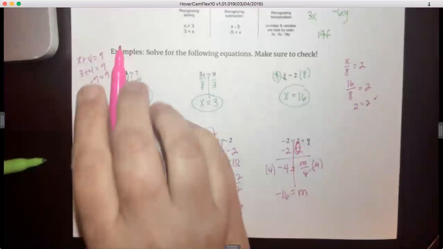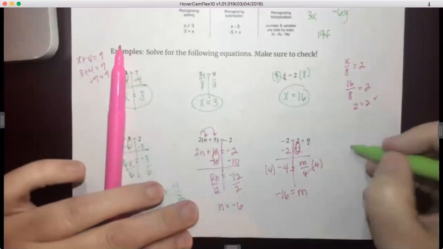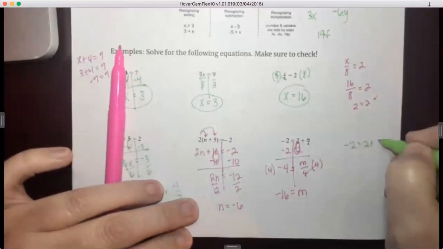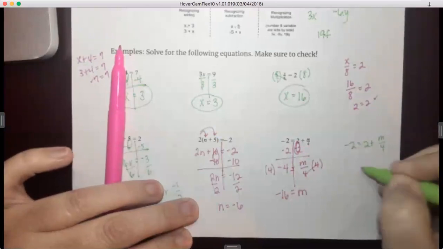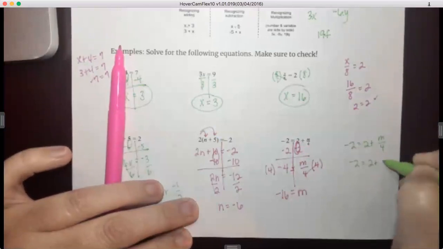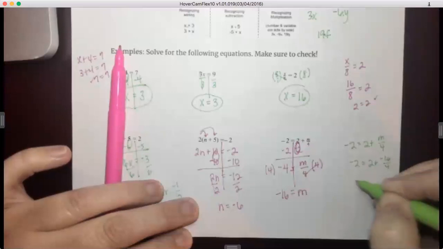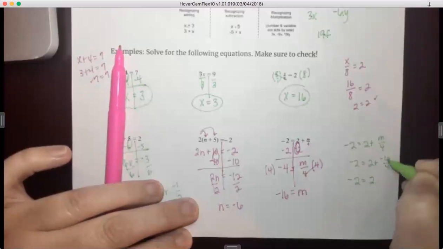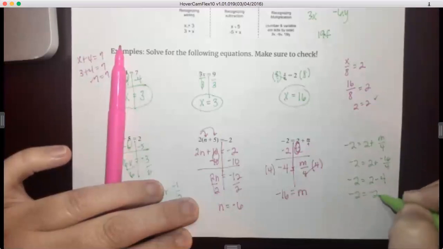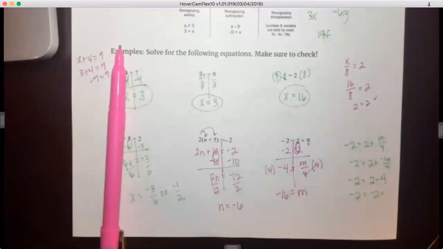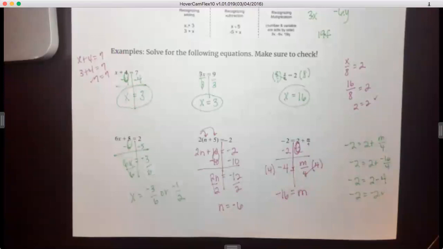Now let's just say I don't know if that's right or not. Well, let's see. We get negative 2 equals 2 plus negative 16 over 4. Negative 2 equals 2 plus negative 4, since negative 16 divided by 4 is negative 4. Negative 2 equals negative 2. Check. So we made sure to check our work, because if we're not sure on something, there's no reason to be guessing. You can totally just check your work by plugging it in and seeing if it equals each other.